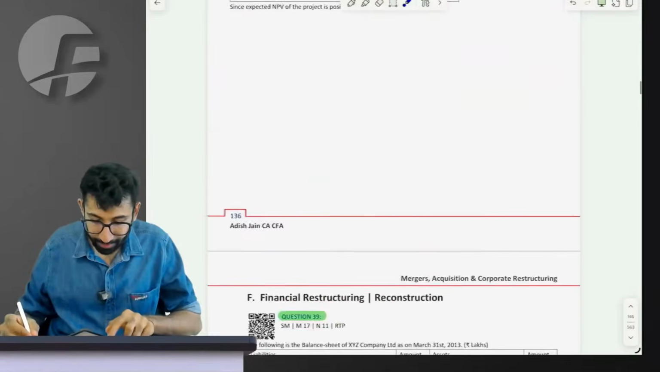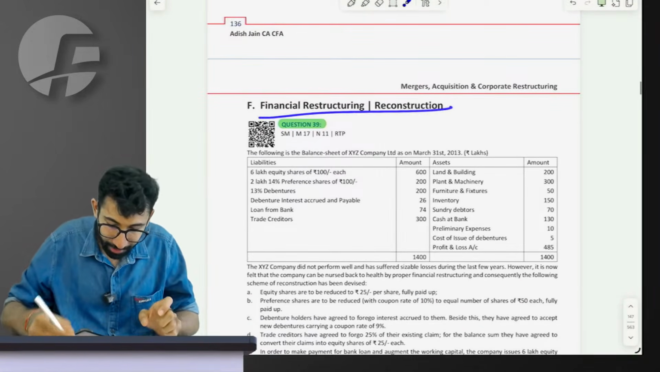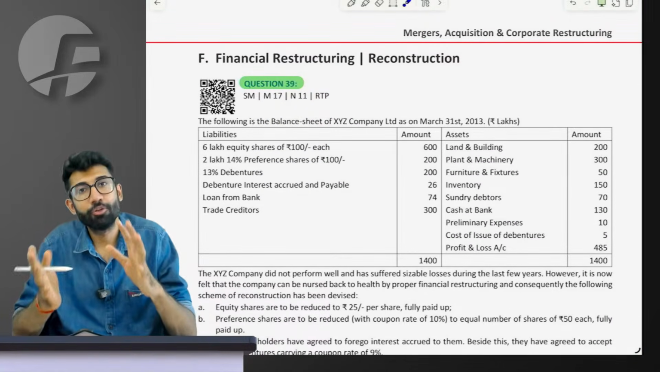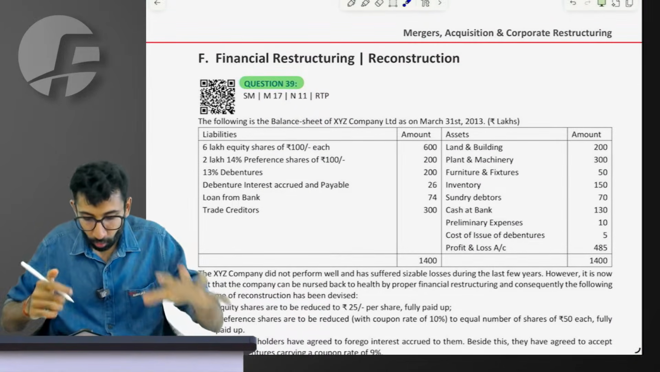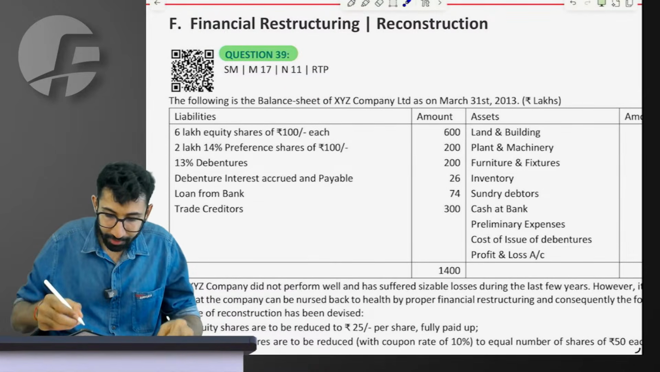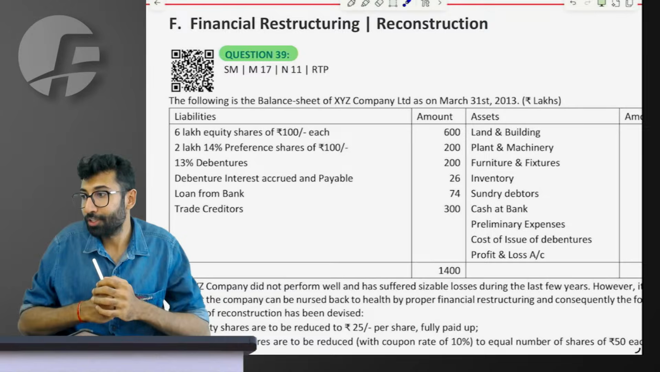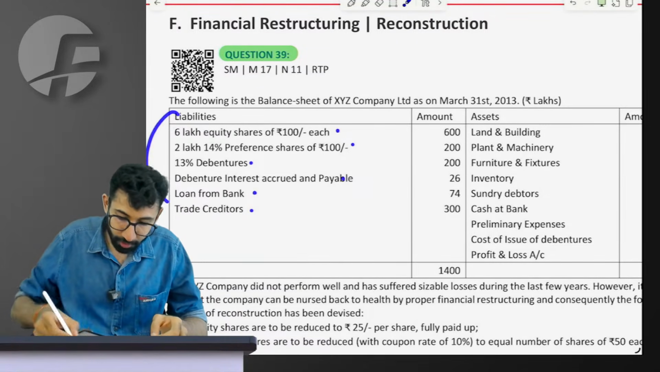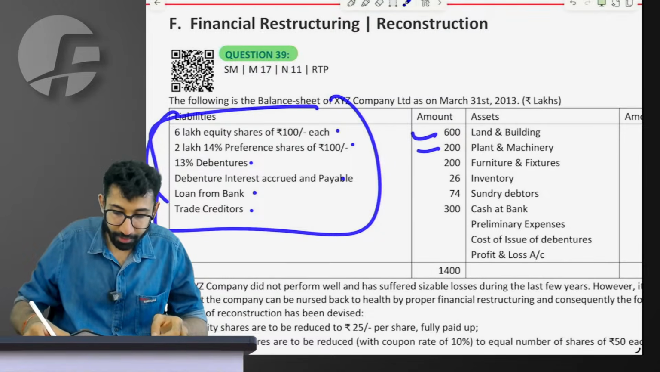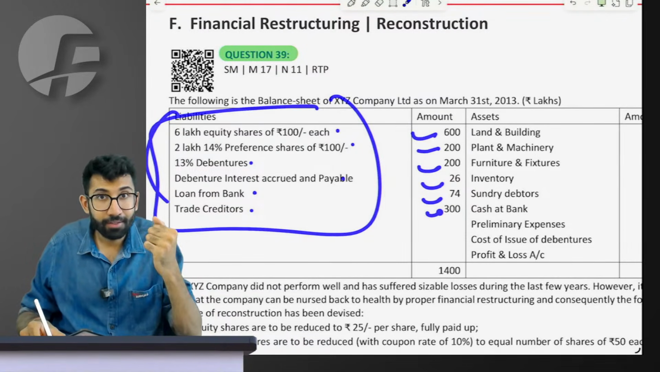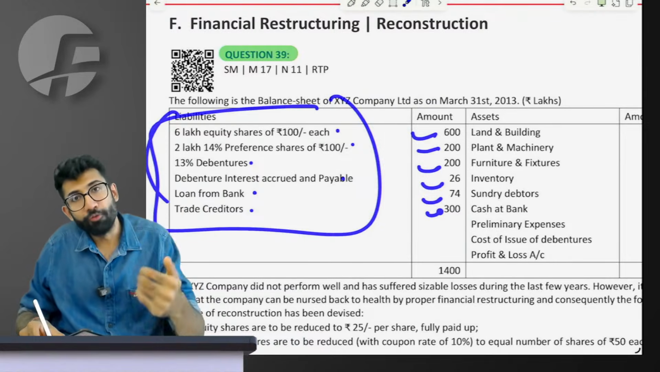Last is internal reconstruction, a category A question. Internal reconstruction is something you have done at CA Inter level. Just giving you the context, the company is facing financial difficulties. So there are different capital providers whose capital is with the company, and for the company, these capital providers are a liability. So they are ready to forgo their claim.